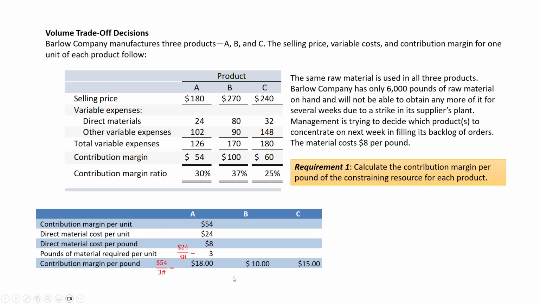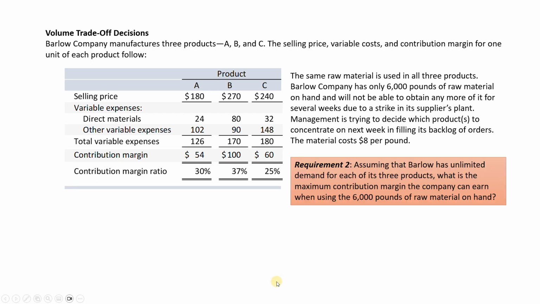So now, given this constraint, remember before, B was the first one we were going to produce. Now B is last. A used to be last. Now we've shifted to A at $18 per pound first, C at $15 per pound next, and B is the last one at $10 per pound.